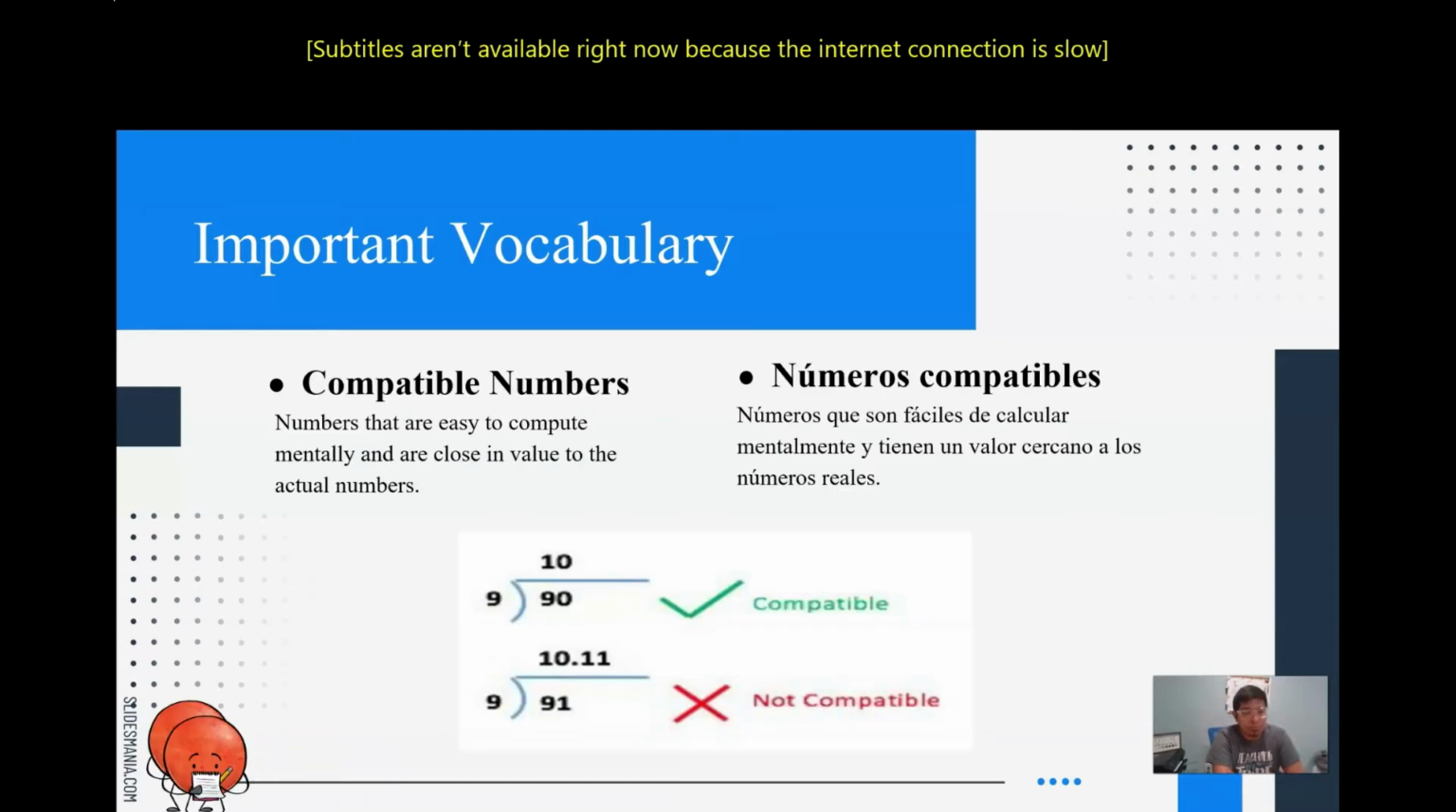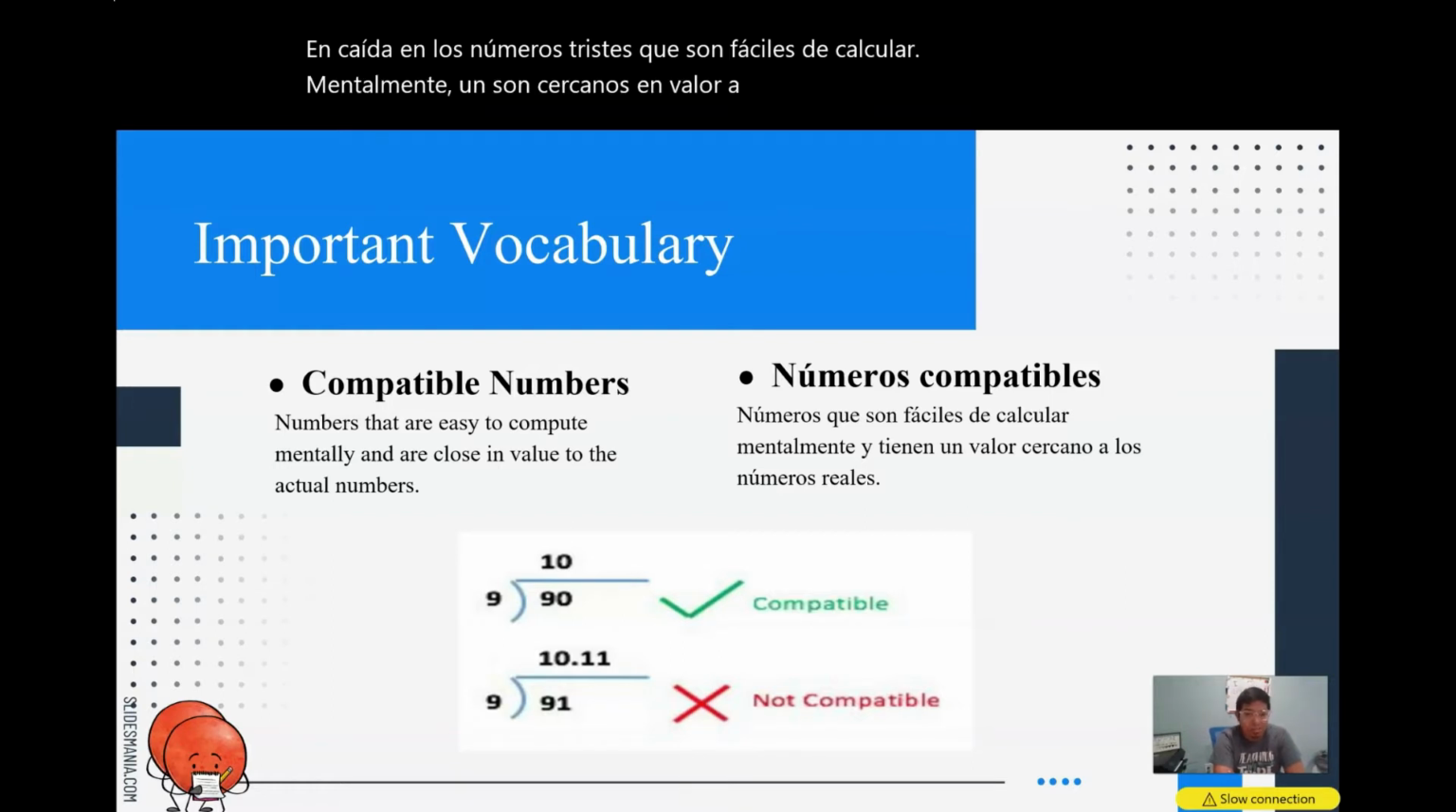Compatible numbers. Numbers that are easy to compute mentally and are close in value to the actual numbers. For an example, 91 is closer to 90, okay?